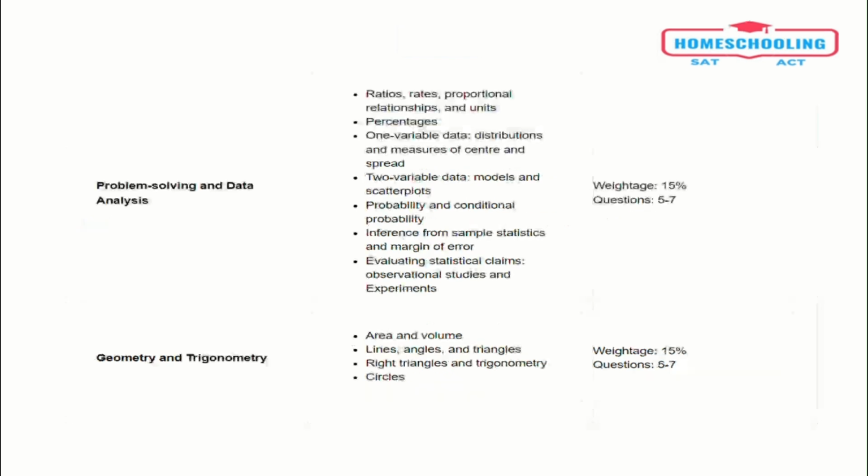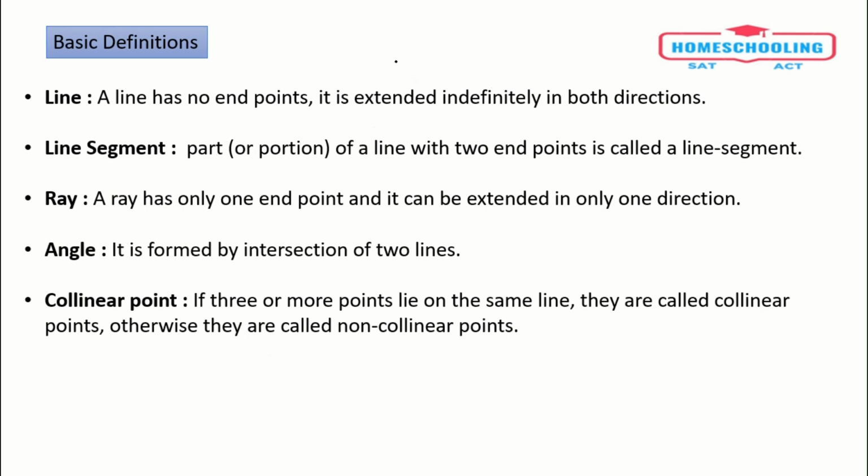This chapter comes under geometry and trigonometry, lines and angle. So let's start with the basic definition. So what is a line? A line is something which does not have an endpoint, and it can be extended indefinitely in both directions. So line has no endpoints, and it can be extended indefinitely in both the directions.